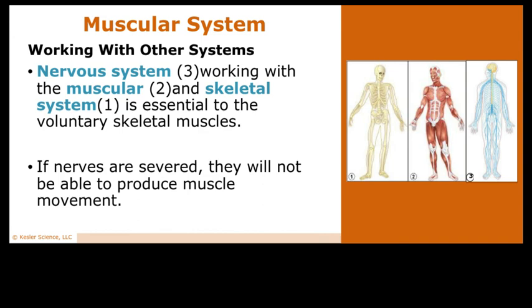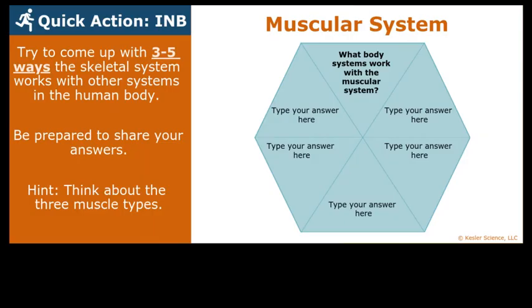And the skeletal system, obviously, because that's what muscles pull on to cause you to move. So if nerves are severed, they will not be able to produce muscle movement. So that's where we get paralysis of varying kinds. Once that nerve is severed, anything below that point is more than likely going to be immovable or paralyzed, and you're not going to have feeling anymore.